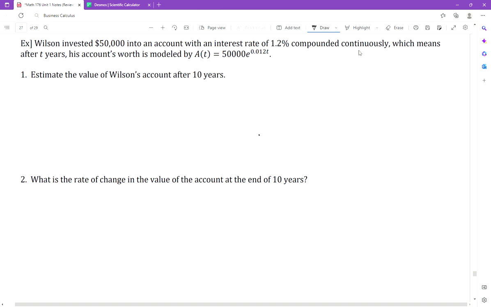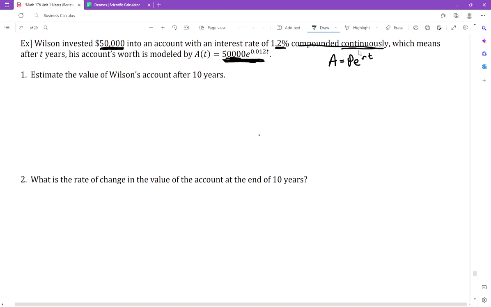So whenever they say compounded continuously, I'm going to underline that. They put the numbers already in the equation, but we could have figured it out. Notice the 50,000 is right here, and then this interest rate is the power, changed to a decimal, and then t is attached. So whenever they say compounded continuously, here's a different form for it.